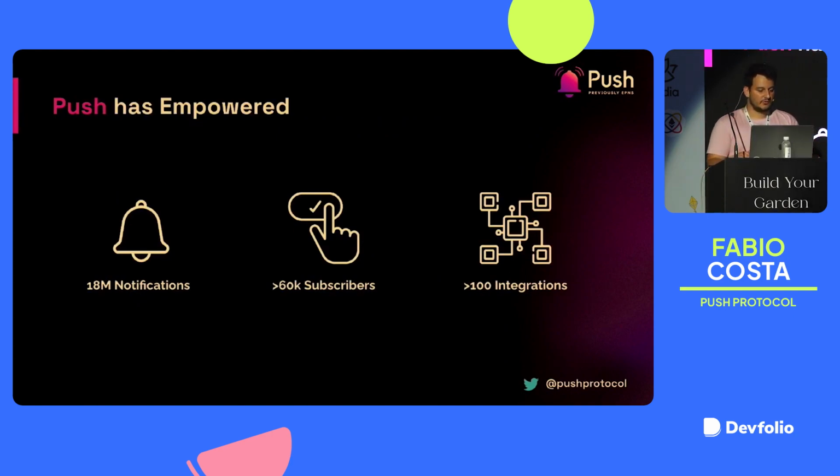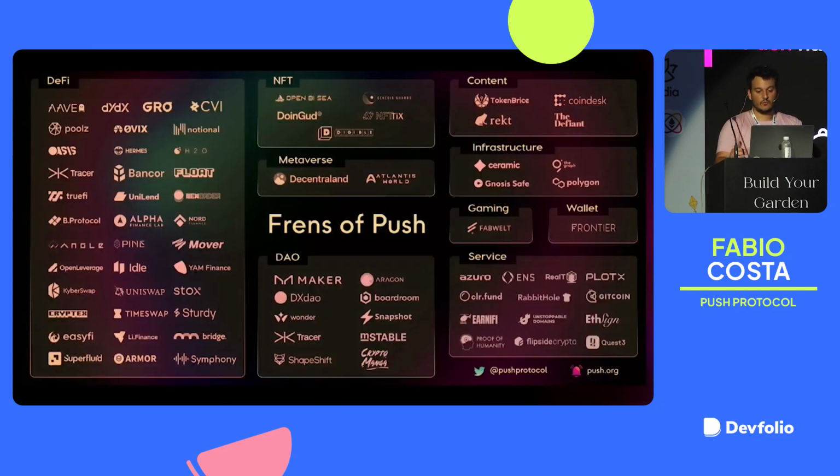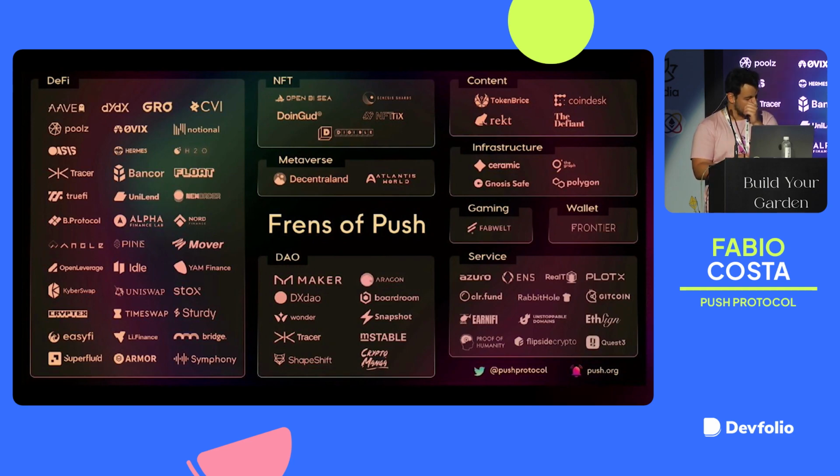So Push has empowered over 18 million notifications. As of now, we have over 70,000, even though the slide says 60, we now have 70,000 different addresses that have opted in to receive push notifications. And we have over 100 integrations. As I said before, the integrations can be pretty much anything. For example, the integration that Aave uses is completely different from, for example, a DAO or ENS. So there is no restriction whatsoever. The notifications are going to notify users.